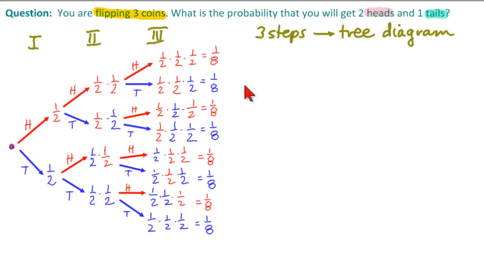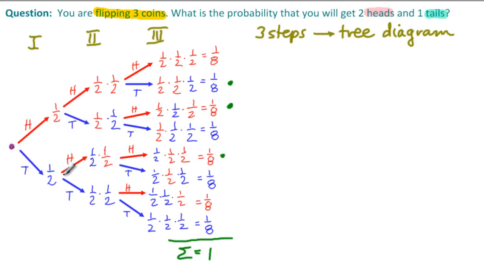And with the completed tree diagram, again, we check. We have 1, 2, 3, 4, 5, 6, 7, 8, each at 1/8. So indeed, we do have the required sum equal to 1. Now our question is, when do we get 2 heads and 1 tails? Well, we can see that on head, head, tail, right here, we got 2 heads and 1 tail. On head, tail, heads, here we got 2 reds and a blue, so 2 heads and a tail. And another 2 reds and a blue is down here.